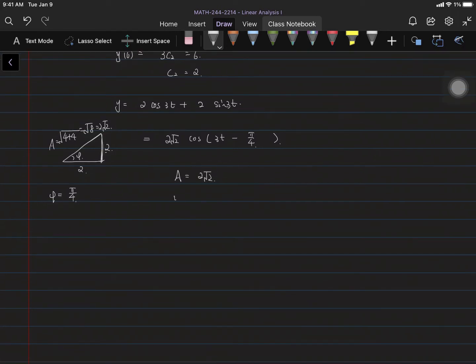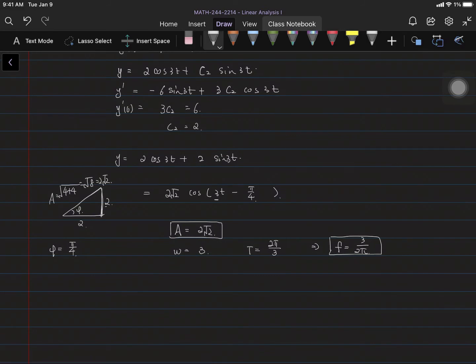And what is omega? Omega is the coefficient in front of t, so it should be 3, right? And what is T? The period T should be 2 pi over omega. Is that correct? So what is the frequency? The reciprocal of the period. Okay, so we got those two. And next, what is it asking for? The phase. The phase is just pi over 4.